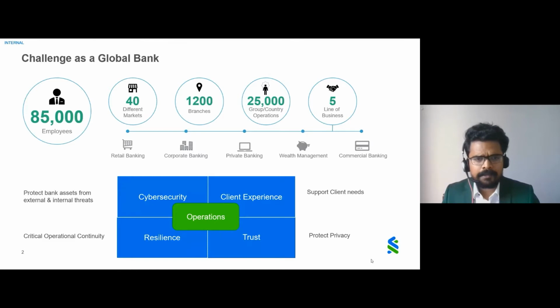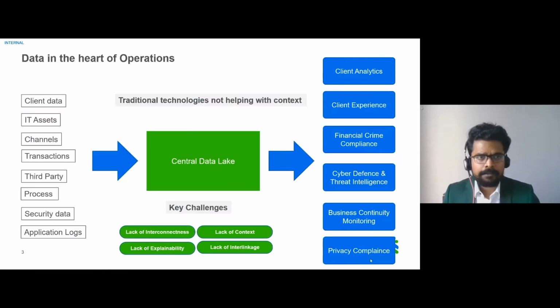So maintaining all these four corners in the heart of operations is not that easy actually, because we need to be always 10 steps ahead before any incident happens. So that's why we as a bank put data in the heart of our operations. So we do have a central data lake where we stream data from various applications within the bank.